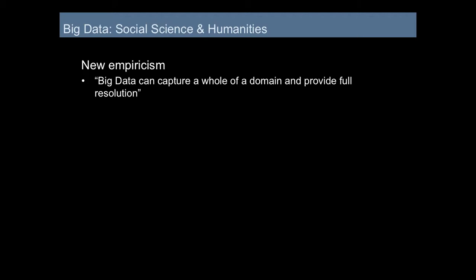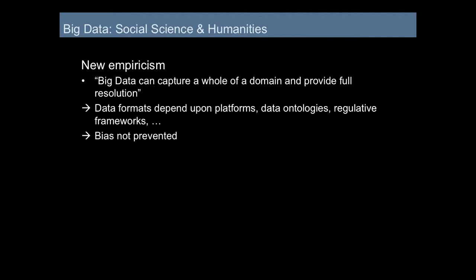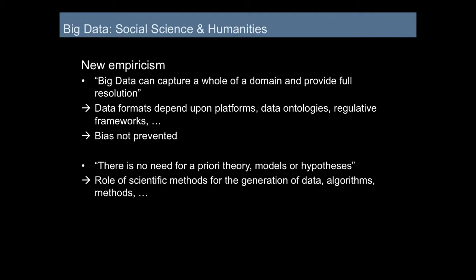One of the claims that he finds in the literature is that big data can capture the whole of a domain and provide full resolution. According to Kitchin, data formats, however, always depend upon platforms, data ontologies, and regulative frameworks, so you cannot prevent biases. Big data cannot capture everything; it is pre-formatted. The second claim is that now that we have big data, there's no need for a priori theory, models, or hypotheses. Again, Kitchin puts emphasis on the role of scientific methods for the generation of data and for the creation of algorithms and methods. So it's not that this is not necessary anymore.